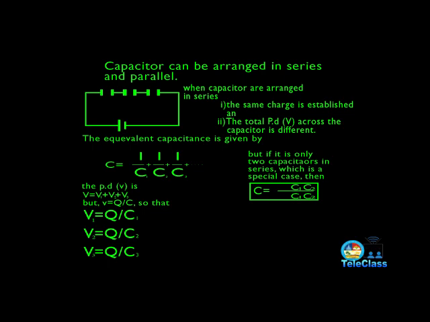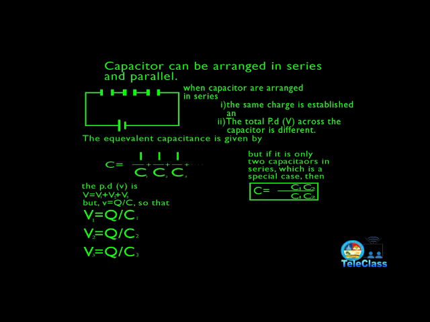All right? But the PD, the voltage across this arrangement, like I said, is different. So how do you get the total voltage? The total voltage is equivalent to the sum of the individual voltages: V equals V1 plus V2 plus V3, as the case may be. If there are more or fewer capacitors, you just end at V1 and V2 and so on.